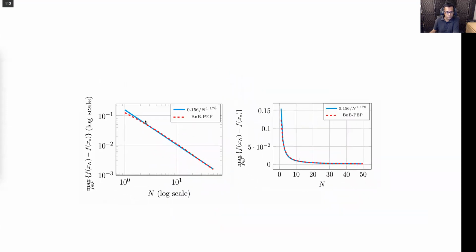From this log-log plot, we can find out the best fit in terms of rate. It shows that the rate corresponds to some constant over n to the power 1.178. The previous, or even still now, the best theoretical rate that you can prove is O of 1 over n. And this is faster than that. But it is slower than Nesterov's method, which is O of 1 over n squared. And here I am showing the fit in the regular scale. As you can see, this is a pretty good fit.